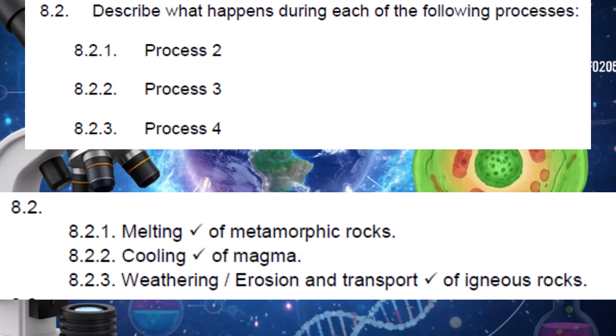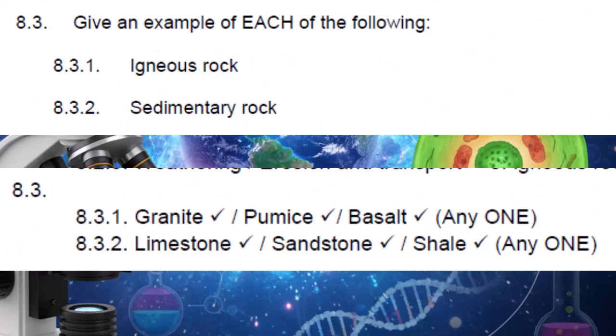Got it. Finally, Q8.3 asks for one example of an igneous rock and one of a sedimentary rock. Okay, igneous formed from cooled magma or lava. Think common ones. Granite is a classic intrusive example. Or basalt, the dark rock from volcanoes. Right. Or maybe pumice, the one that floats. Any of those are perfect examples.